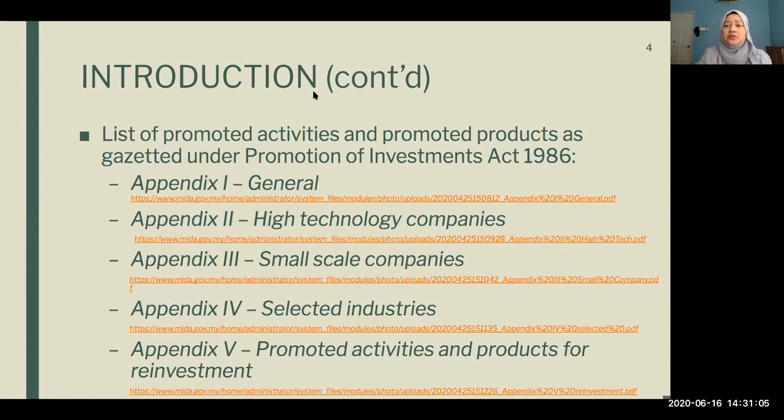So again, to go for pioneer or ITA, you must be involved in a promoted activity or producing a promoted product. When we say producing, that means manufacturers. There is no such thing as, for example, you are a trading company buying and selling and you want to apply for pioneer and ITA. No. You are not qualified for that, because trading is not a promoted activity or promoted product under this topic.